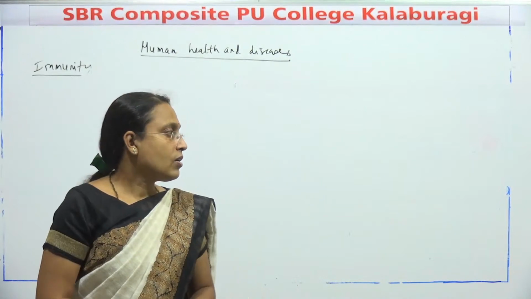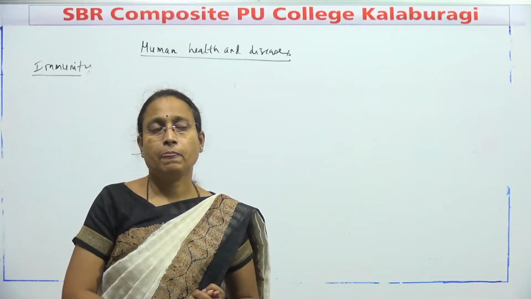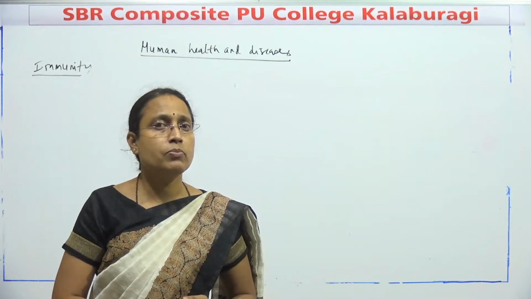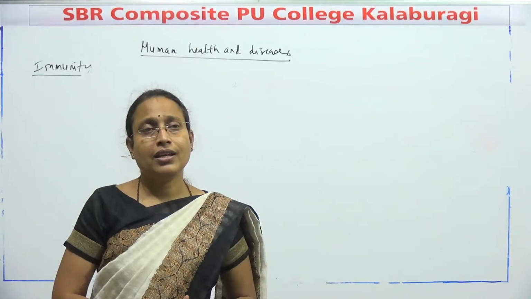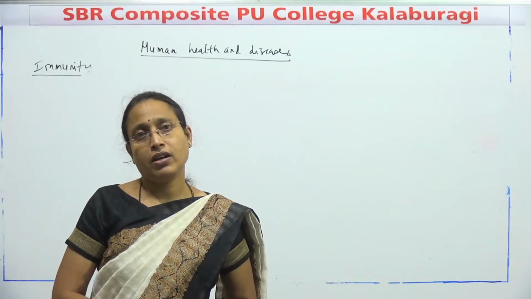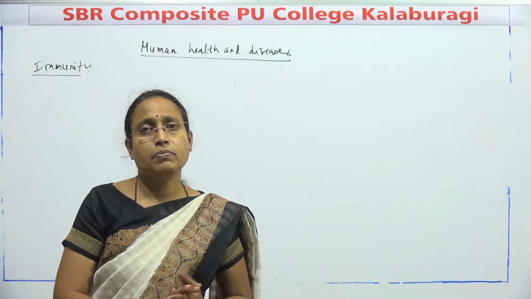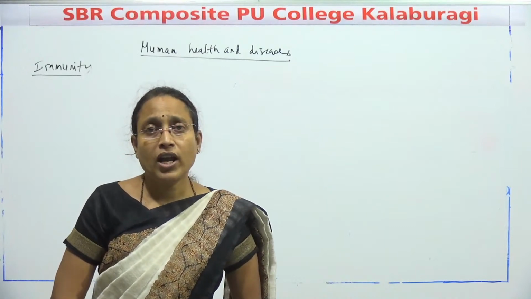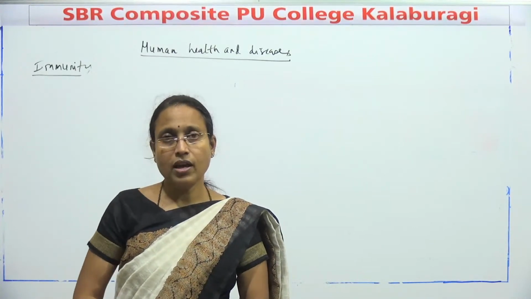If the pathogen is very dangerous, then the primary response is not sufficient to kill the pathogen. In that case, vaccination is given. Vaccination is based on the memory response, similar to the secondary response here. So further topics will be continued in the next class.